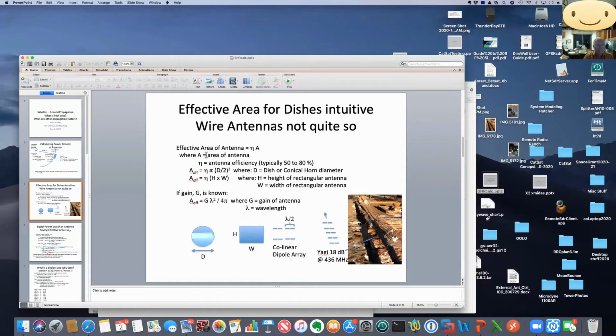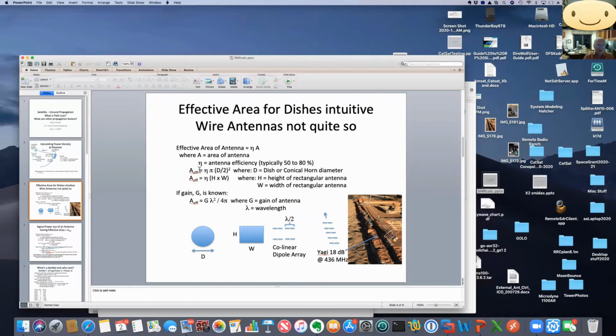And then there's a fudge factor, which is the efficiency of the antenna, which for a dish might typically be between 50 and 80%. So if you have that effective area number and you go back to that previous equation, that times the intensity would tell you how much power is going to come out of the antenna connector on the receiver. Simple, huh?